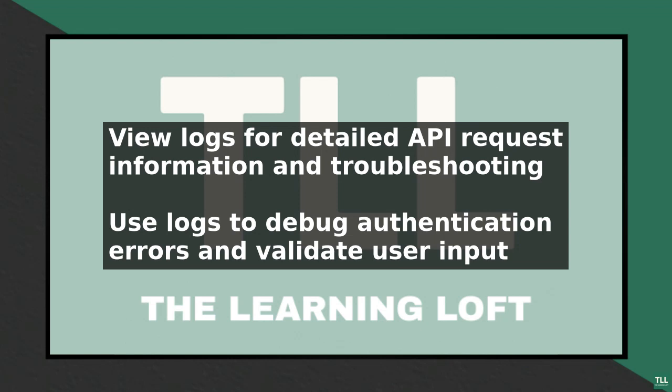To monitor API usage, navigate to the Usage tab. Here, you can view a graph of API usage over time, including the number of requests, data transfer, and costs. You can also view a breakdown of usage by API endpoint, method, and status code.